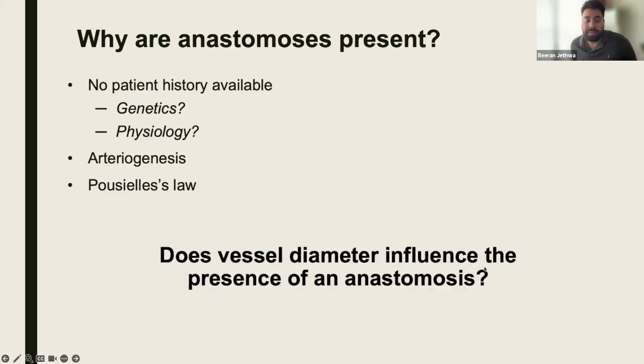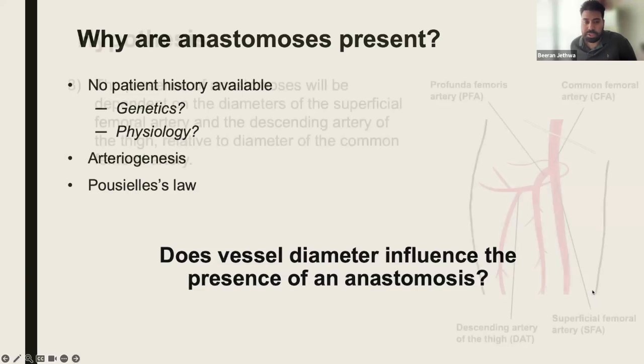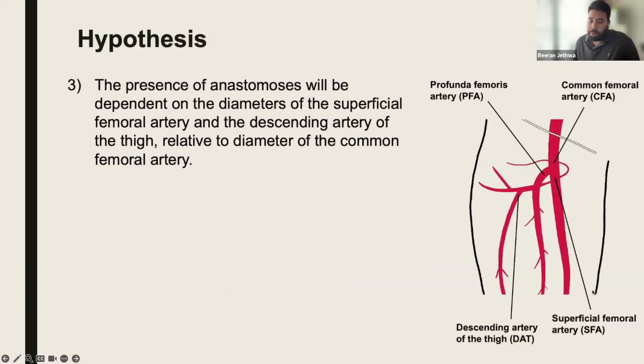So that led us to ask, does vessel diameter influence the presence of an anastomosis? So this led to a third hypothesis of this study. We hypothesized that the presence of anastomosis will be dependent upon the diameters of the superficial femoral artery and the descending artery of the thigh. So comparing the main highway versus the main feeder road, as the diameter of the superficial femoral artery increases, the likelihood of a normal anastomosis occurring would decrease. And the opposite would be true for the descending artery, where an increase in diameter would also increase the likelihood of an anastomosis occurring between the descending artery and superior genicular artery.